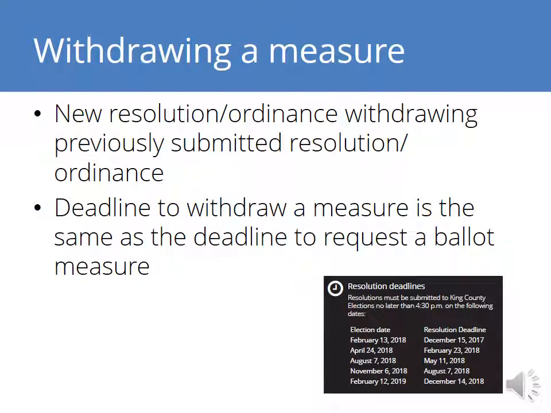If a jurisdiction submits a resolution or ordinance requesting a ballot measure, but then wishes to withdraw it, they must submit a new resolution or ordinance withdrawing it. A letter from the district's legal counsel is not sufficient. The deadline to withdraw a resolution or ordinance is the same as the deadline to request a measure. Again, all materials must be received no later than 4:30 p.m. on the due date. Postmarks do not count. No late materials will be accepted.